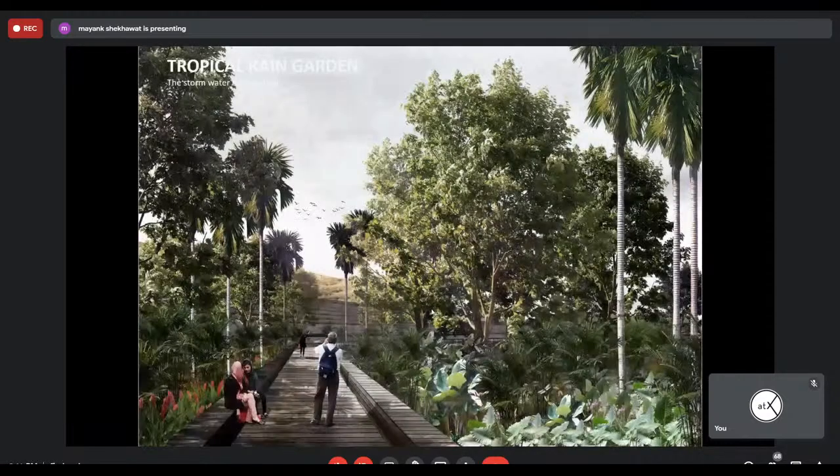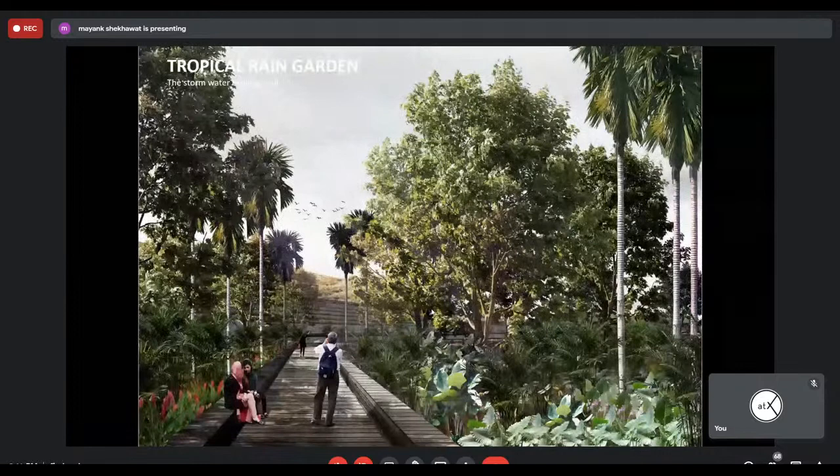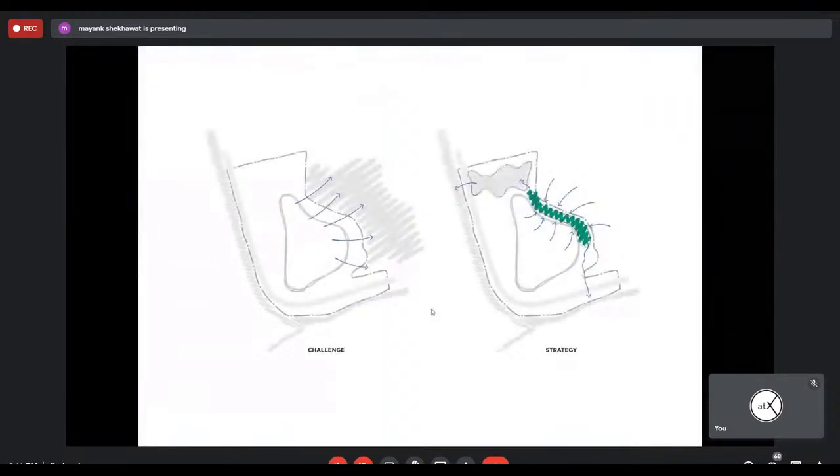The third landscape zone is the rain gardens. Now this was carefully designed, keeping in mind the surface water flows from the site and the nearby settlements.